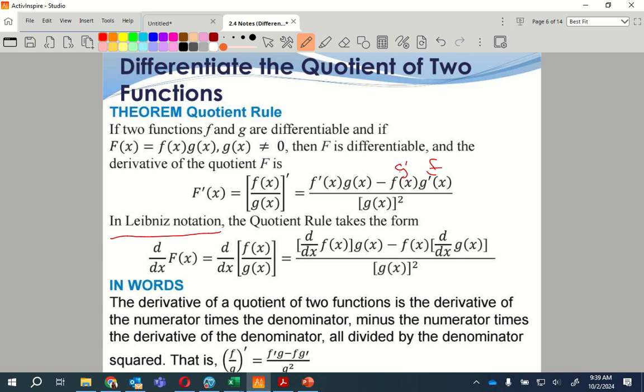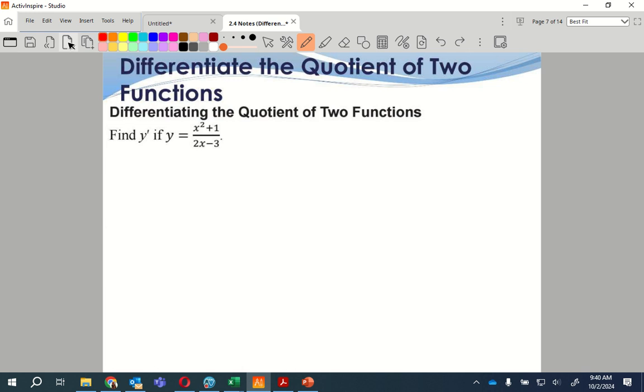So from yesterday's notes, we identify our f, we identify our g, we do f prime, we take the derivative of f, we take the derivative of g, then put them together. So off to the side on all these problems, I always do this. So f is x squared plus 1, g is 2x minus 3, f prime is going to be 2x, g prime is 2.